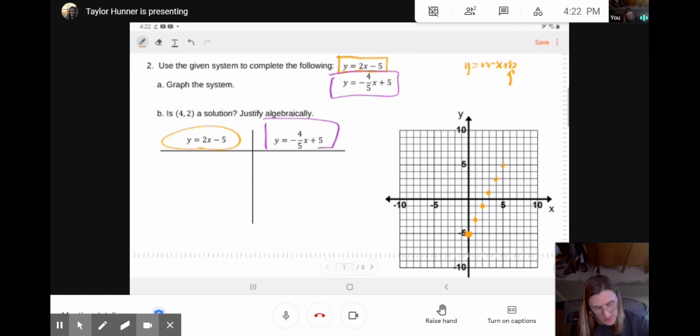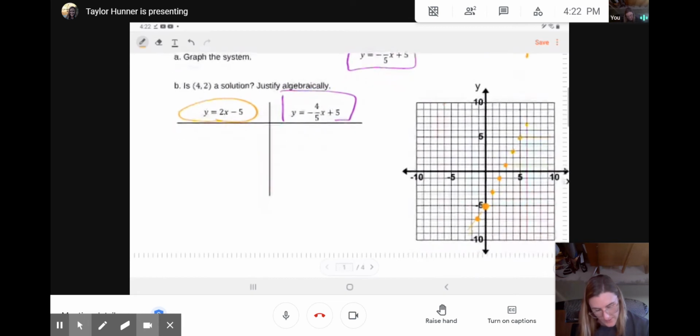And I would always encourage you, when you're doing systems, you can also go down 2 over 1 in the other direction. Plot a few more points than you need so that you can be absolutely sure that it's the right point that you're choosing when you say your solution.